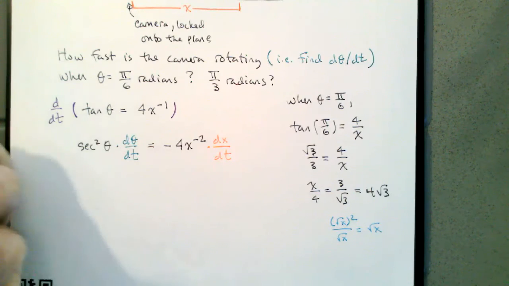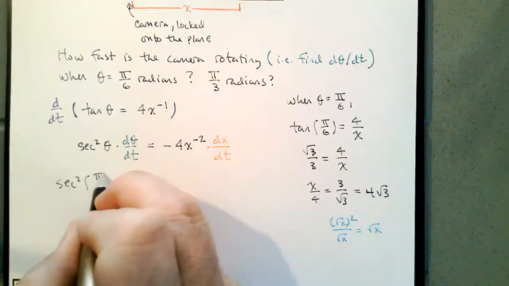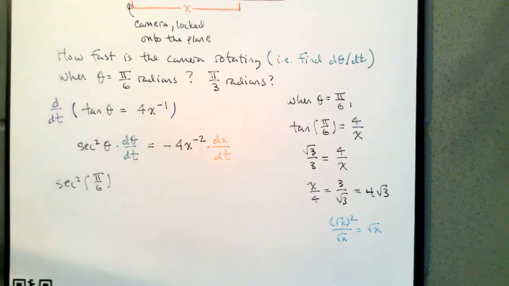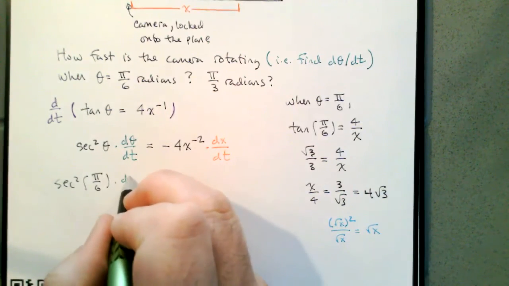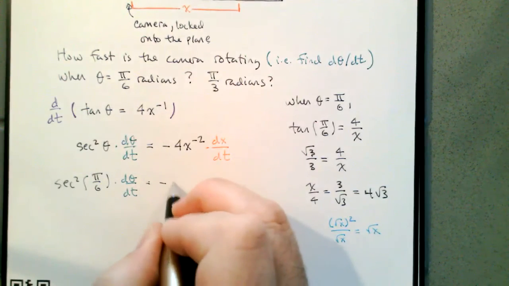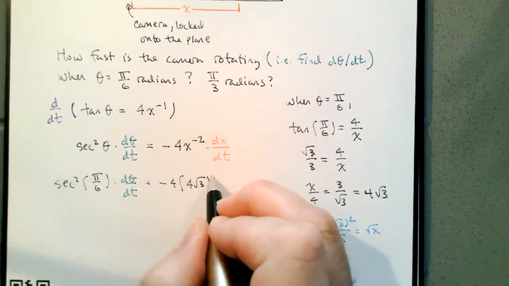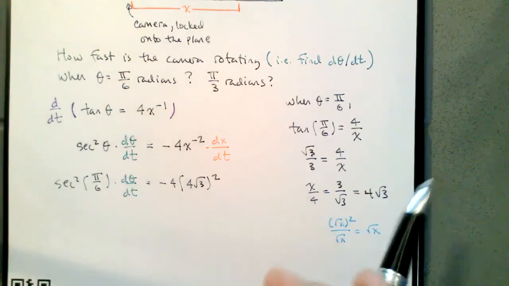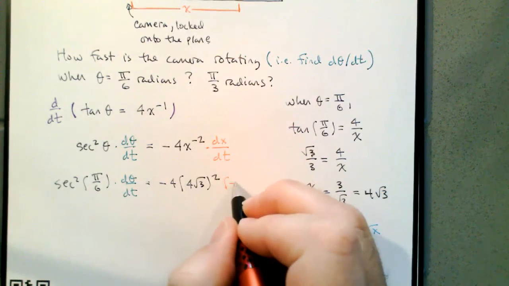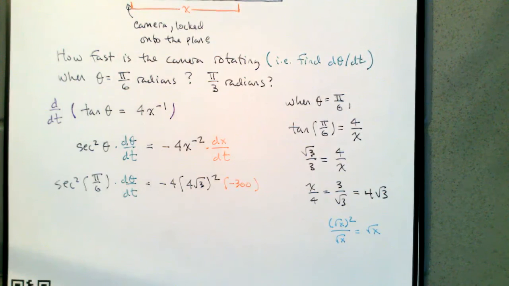Now I just need to plug all this stuff into our equation. So I have the secant squared of theta, which was pi over 6. D theta dt is what we're looking for. And this will equal negative 4 times x, which we calculated to be 4 square roots of 3, squared. And dx dt is how fast the plane is flying, negative 300 kilometers per hour. So we're just plugging in the three things that we know, 2 given, 1 calculated, and solving for the fourth thing.